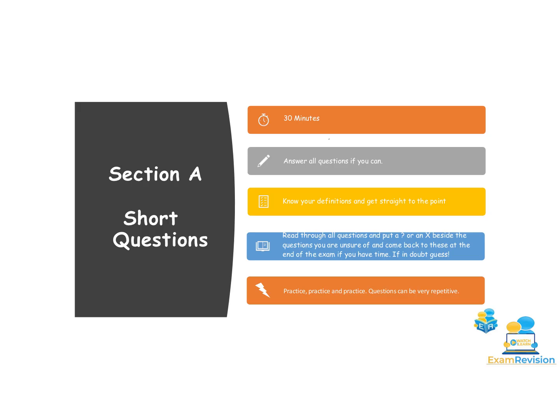And I suppose at the start of the exam, I would read through all of the questions and put a question mark or an X beside the questions you're unsure of, and come back to these at the end of the exam if you have time. And if in doubt, just guess. The biology marking scheme pretty much every year can be quite lenient, and sometimes one word is enough to get you the full marks for the question. So please put something down.